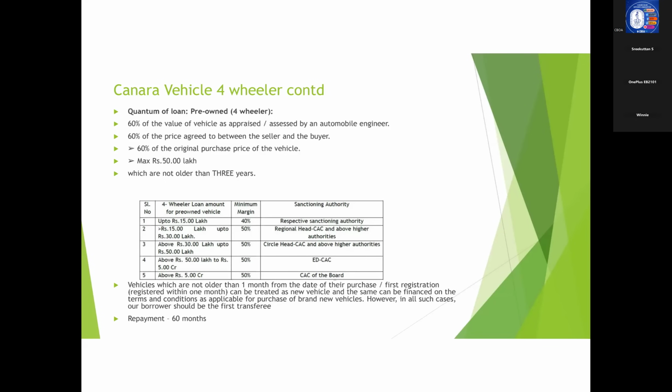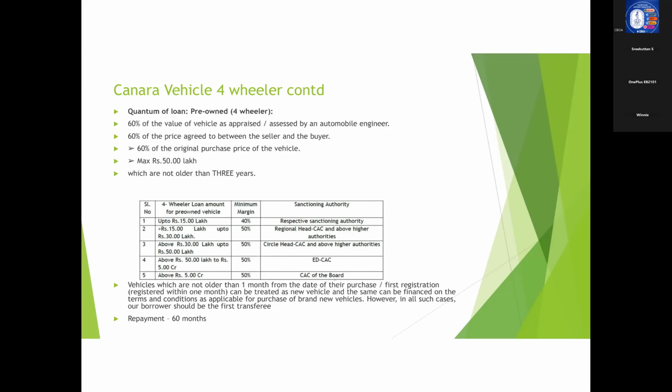And another guideline, which is very, very important, is that the age of the vehicle should not be more than 3 years. We already saw the minimum margin is 40%. Now, depending upon the loan amount also, there is the original purchase price, meaning the price when the vehicle was first purchased. For a four-wheeler pre-owned vehicle up to 15 lakhs, the margin is 40%, which can be permitted by the respective sanctioning authority.